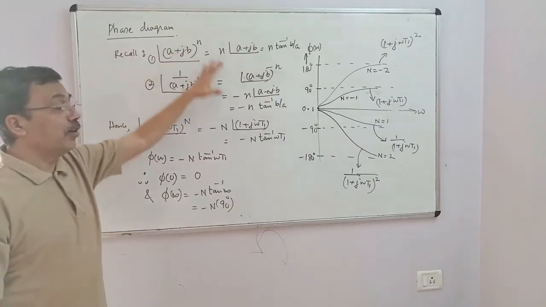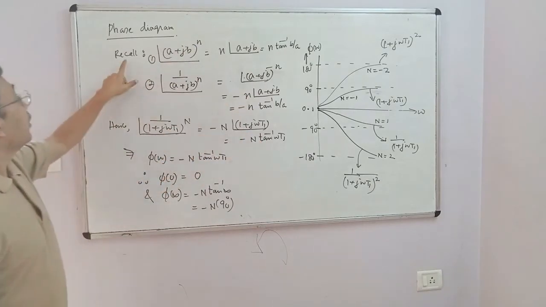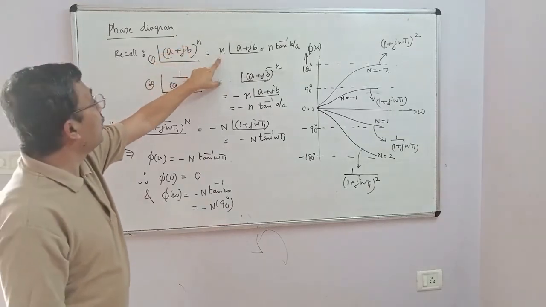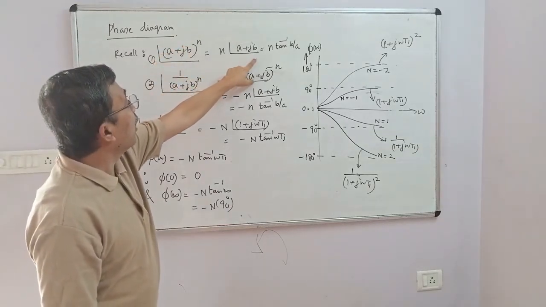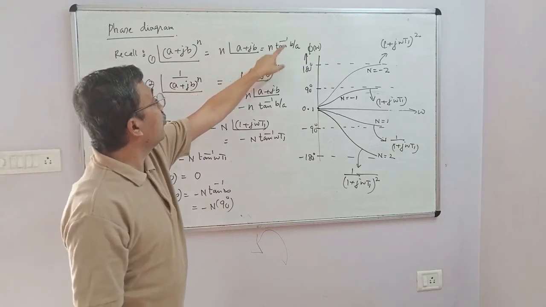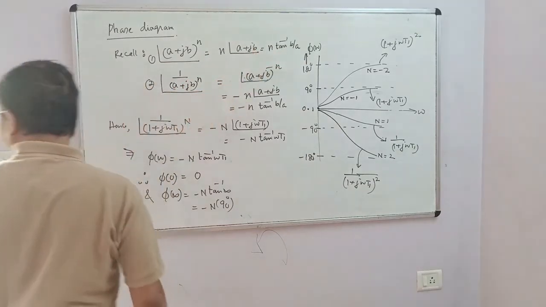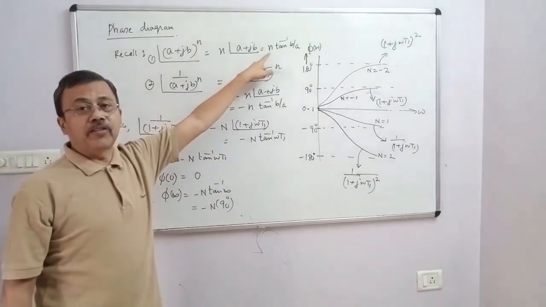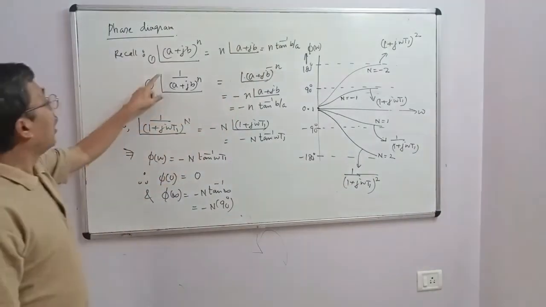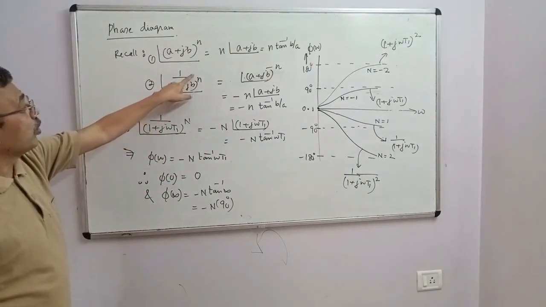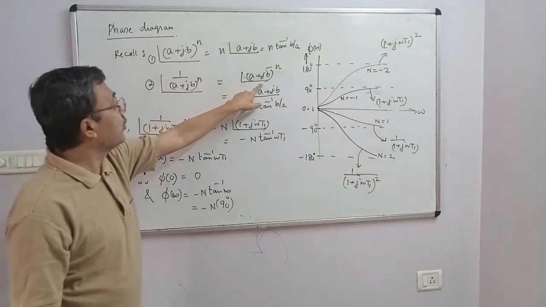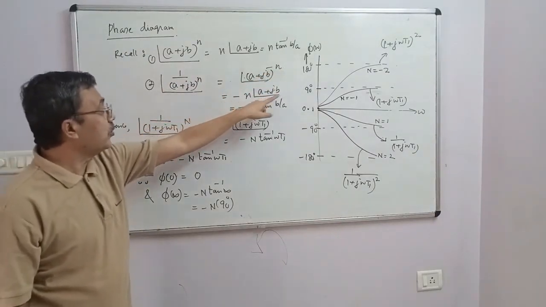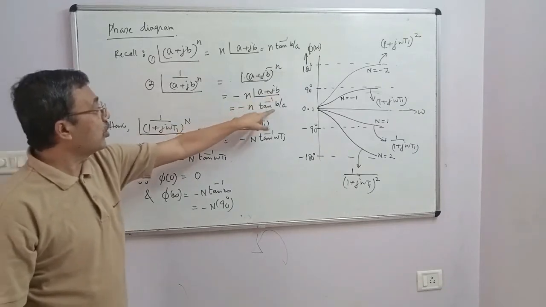I have kept everything ready on the board to save time. See, recall, angle of (a plus jb) whole to the power n is equal to n times angle of (a plus jb). Angle of (a plus jb) is tan inverse of b by a, b is the imaginary part, a is the real part. This is in accordance with De Moivre's theorem, which you have studied in mathematics. Angle of 1 over (a plus jb) whole to the power n is equal to angle of (a plus jb) to the power minus n, which is minus n times angle of (a plus jb), which is minus n into tan inverse of b by a.